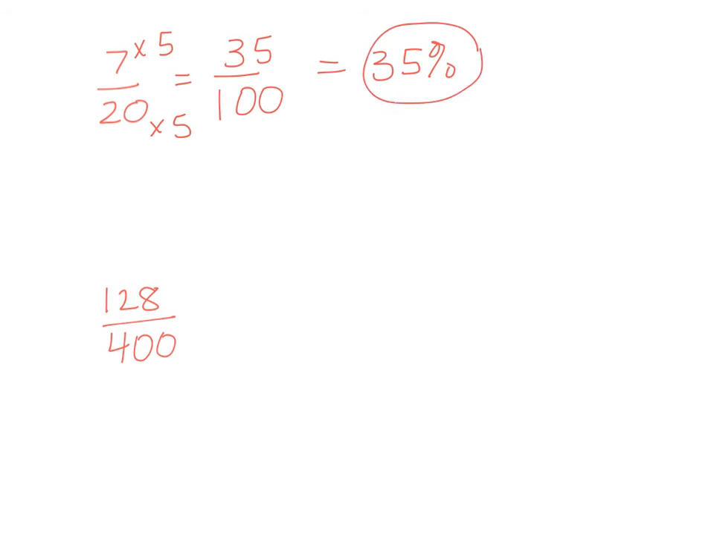Pause the video and convert both of these fractions to percents. Percent means per 100. So in the first one, I need to multiply to get 20 to go up to 100 by 5. So 7 times 5 is 35 per 100. So 35% should have been your first answer. This one, to get 128 per 400 down to per 100, I've got to divide. So 128 divided by 4 gives me 32 per 100, so 32%.